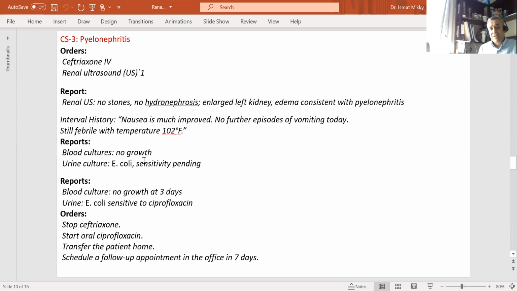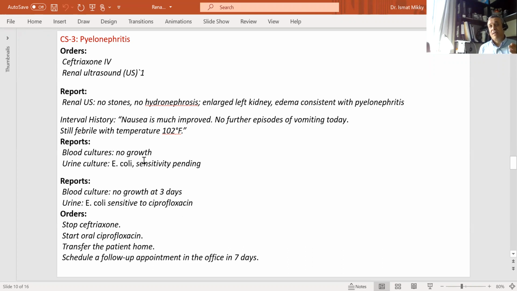So orders is ceftriaxone IV, which is Rocephin, intravenous IV, renal ultrasound. Now for the IV therapies for pyelonephritis, ceftriaxone, Rocephin, will be on the top of the list.